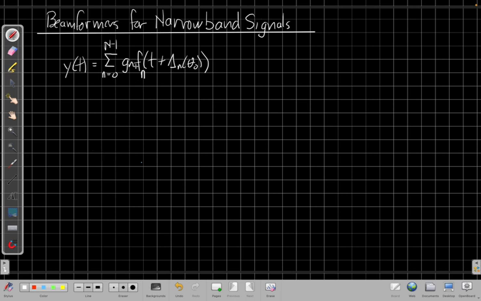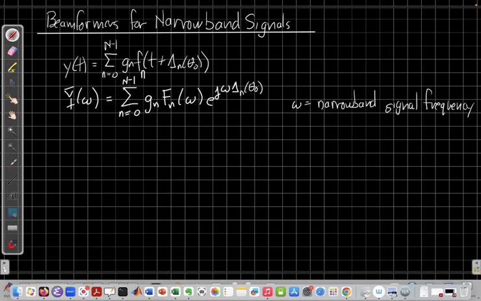After we do that, we may also be applying some gain to each of them and combining those together. Moving to the narrowband case, what if the signal coming in only has one frequency we care about? There's one value of omega. It would be simpler to think of this in the frequency domain, so let's take the Fourier transform of this equation.